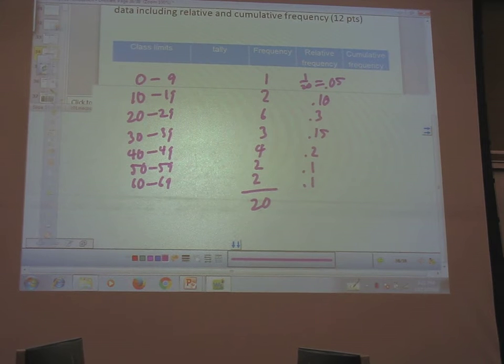Okay, the cumulative frequencies. Cumulative means everything from the beginning up to that point. So up to that point I have 1. Up to this point I have 1 plus 2. Everybody follow that? Up to this point I have 3, 6 more, so it's 9. Here up to here I have 3 more, 12, 16, 18, and 20. Everybody have those?